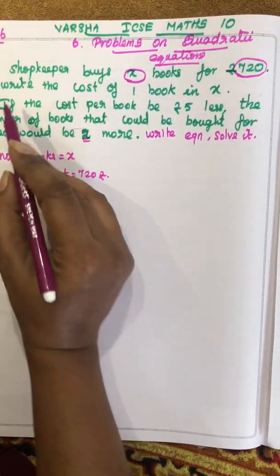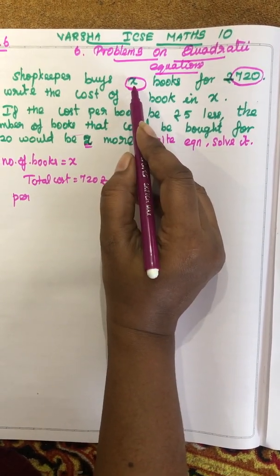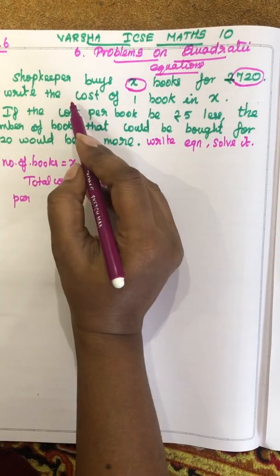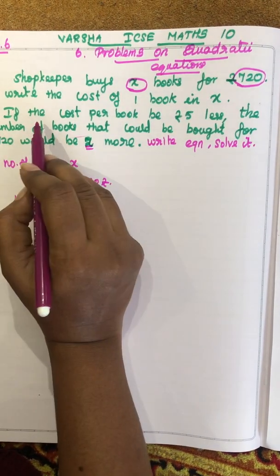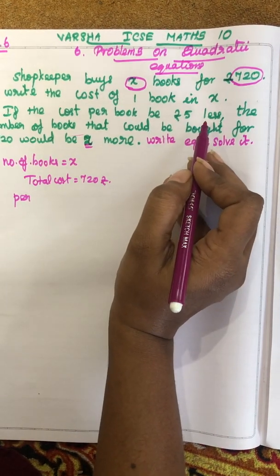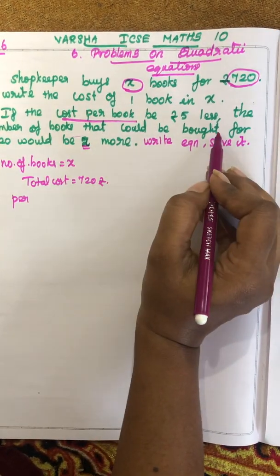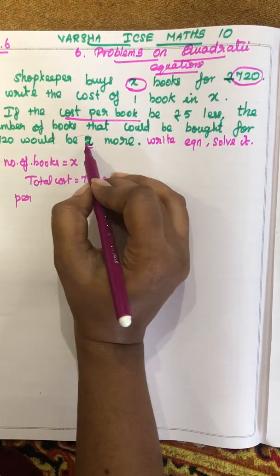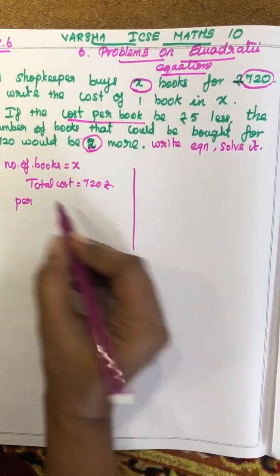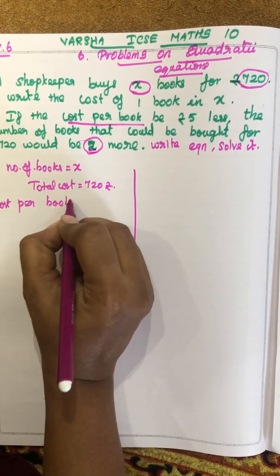So this is our question. Shopkeeper buys X books for 720. So X books means this is the number of books. Okay. So total cost, that is 720. First one, the cost of one book in X. Then second question, if the cost per book be 5 rupees less, per book rate less, the number of books that could be bought for 720 would be two more. Okay students, so you have two things. Cost of per book we don't know.